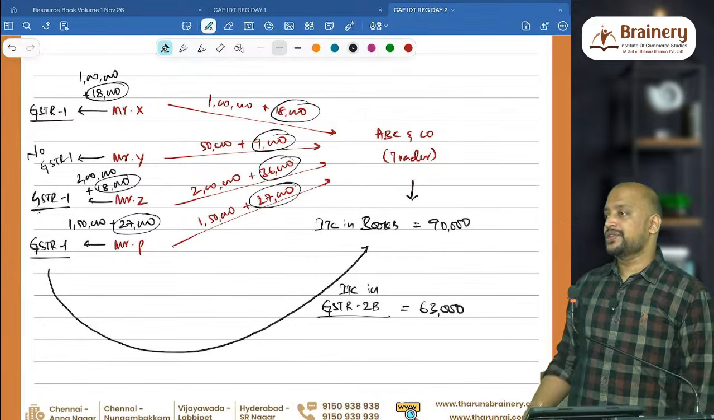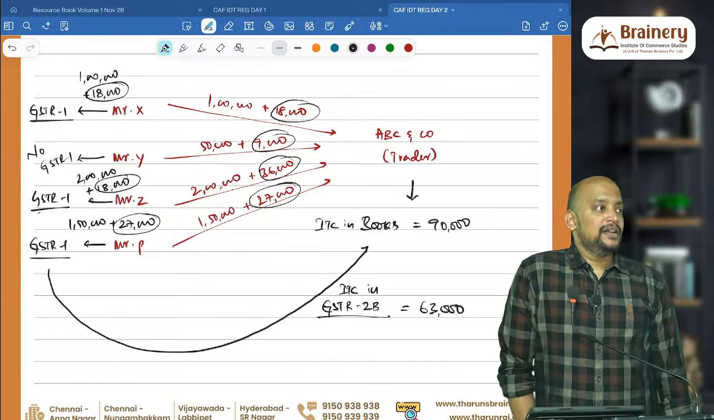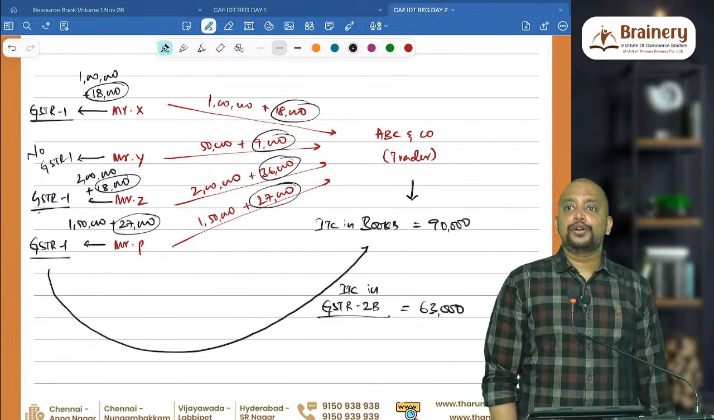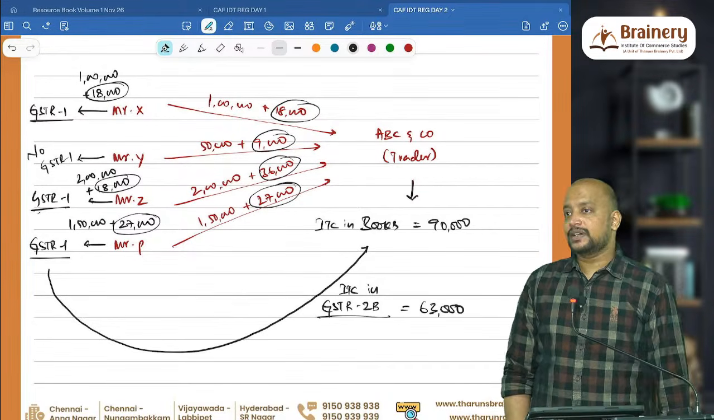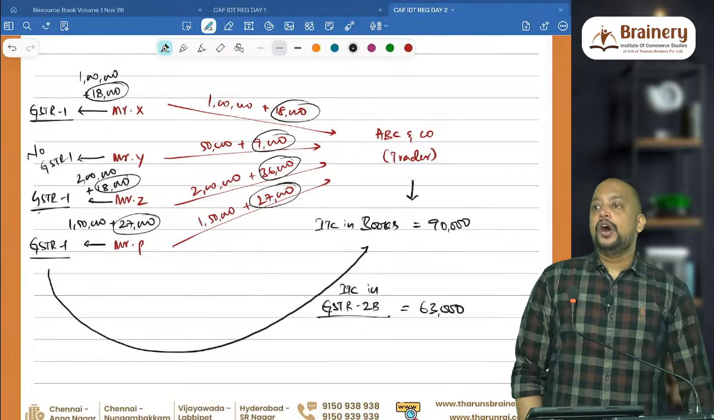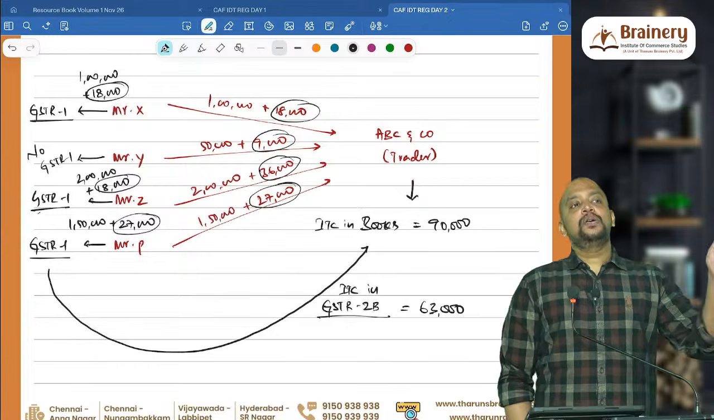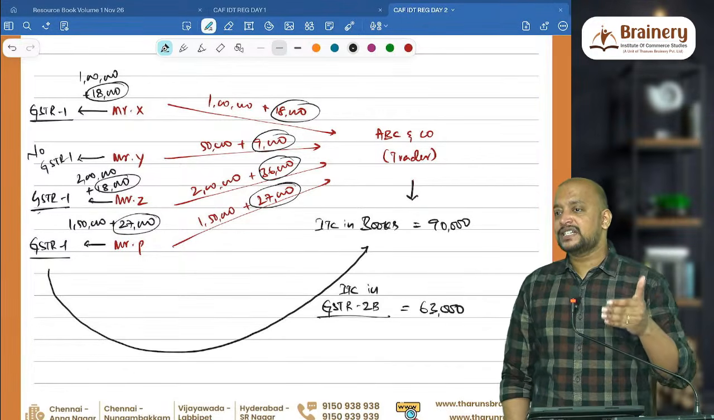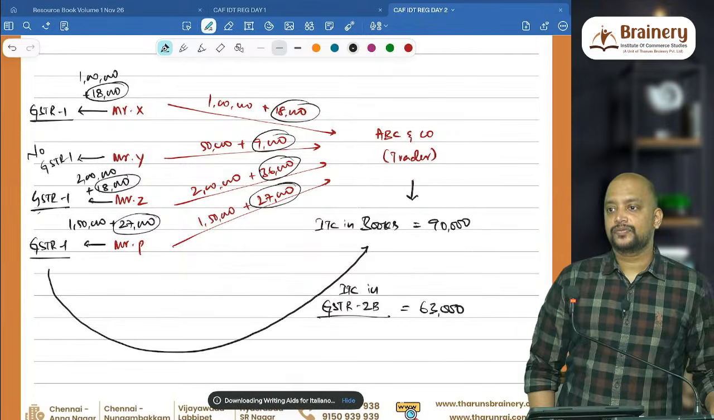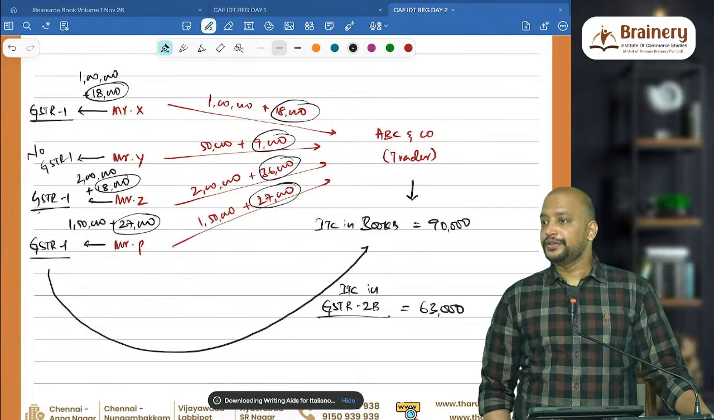Why is there a mismatch between ITC as per your books and ITC as per GSTR 2B? Supplier did not file GSTR1 or supplier reported wrong information in GSTR1, correct? So because of which you will not get that in 2B. How much can you take as ITC? 90,000 or 63,000? Only 63,000 can be availed as ITC. What about the remaining amount? Can you take or you cannot take? You cannot take, never.